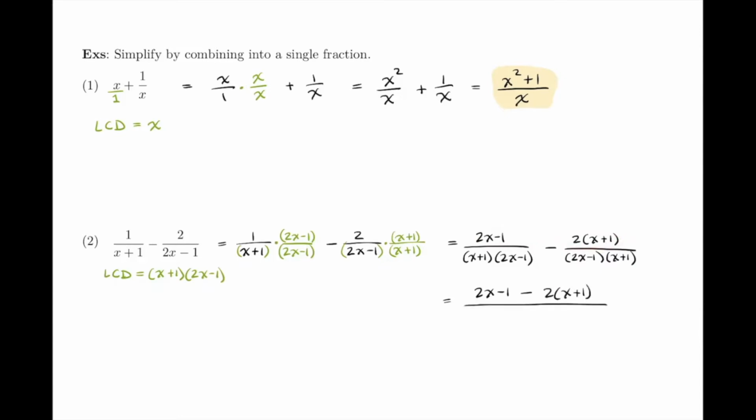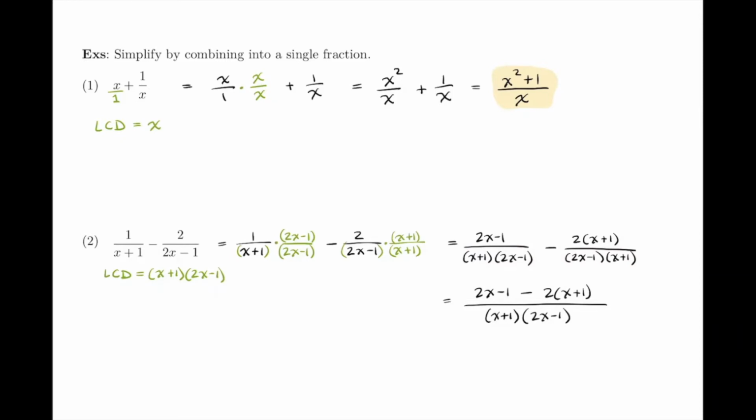In the denominator of our new fraction, we're going to have the common denominator. Now again, I know these look different here, but we can multiply things in any order that we want. It's called the commutative property. So I'm just going to leave this as x plus 1 parentheses times 2x minus 1.